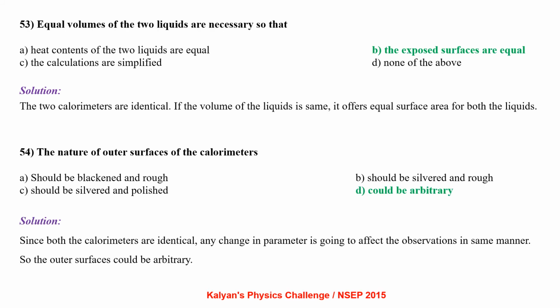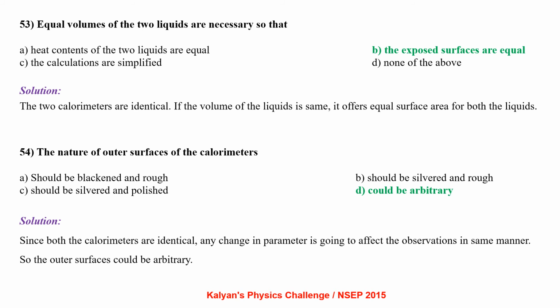Equal volumes of two liquids are necessary so that heat contents of the liquids are equal, the exposed surface areas are equal, the calculations are simplified, none of the above. The two calorimeters are identical. If volume of the liquids is also same, it offers equal surface area for both the liquids. So the correct option is B.